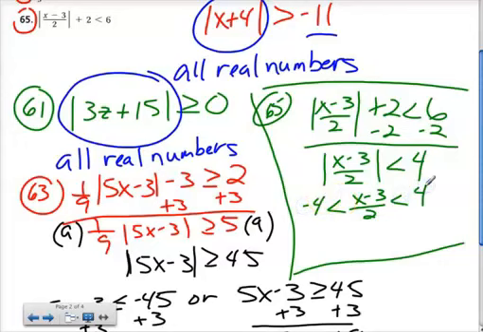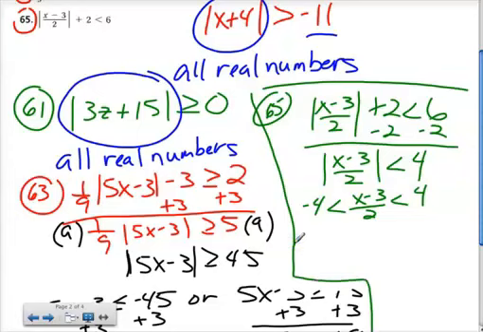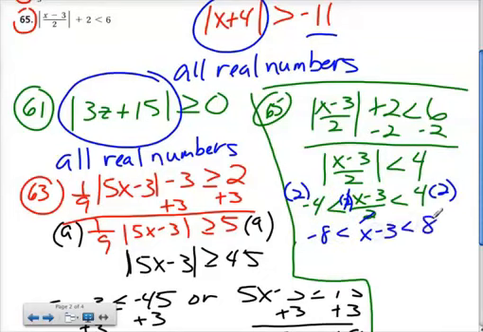And now what we want to do is get rid of that fraction, because that's probably bothering a lot of people as we go through this. So we're going to multiply each of these pieces, I'll change colors here, by 2. All three of them. Here the 2's are going to drop right out. So we have negative 8 is less than x minus 3, which is less than positive 8. And then we add 3 to all three pieces.